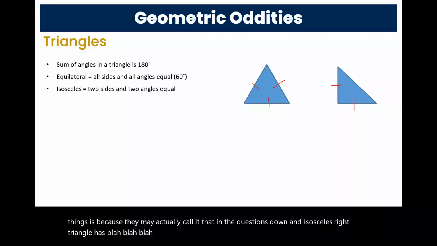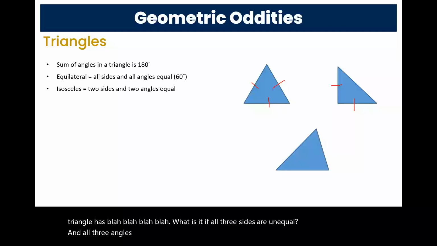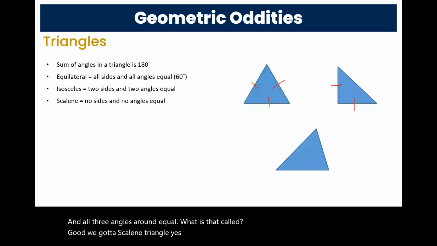What is it if all three sides are unequal and all three angles are unequal? What is that called? Ah, good. We got a scalene triangle. Yes. No sides and no angles are equal to each other.